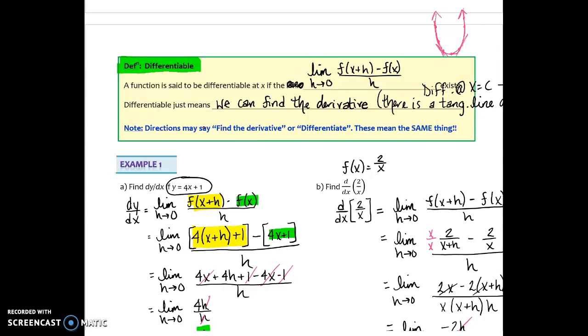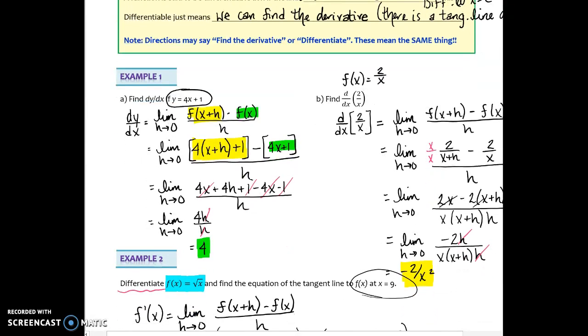Some of the directions on the homework will say find the derivative. Some of them will say differentiate. These are synonyms and they mean the exact same thing. Okay? All right. Again, might sound a little tricky, but once you look at this, hopefully you'll see.